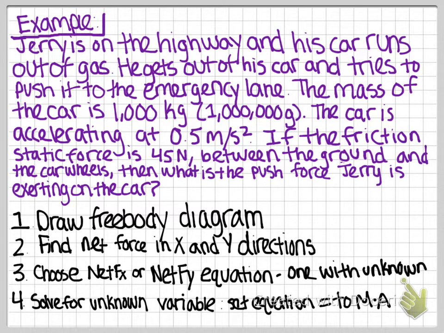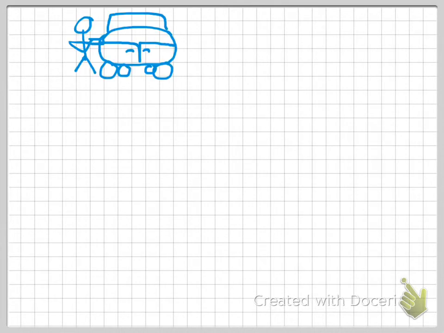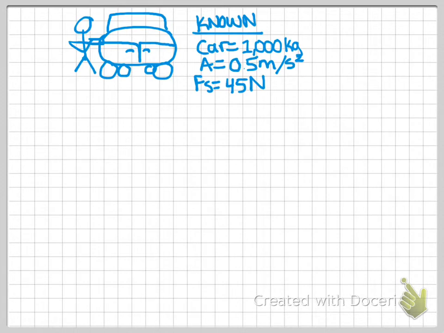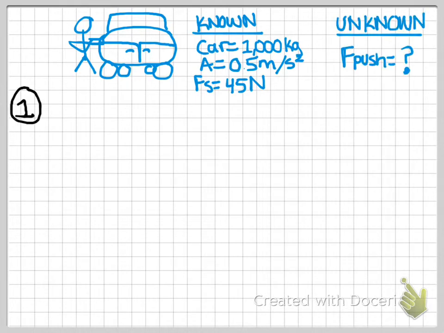Alright, so here are our steps that we're going to use to approach this problem. Just a quick review of them. And here we go. This is Jerry pushing his car to the emergency lane. Our known variables: the car is 1,000 kilograms, the acceleration of the car is 0.5 meters per second squared, and the static friction force is 45 newtons. The unknown variable is the push force.